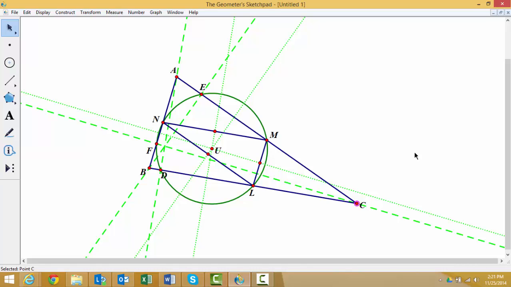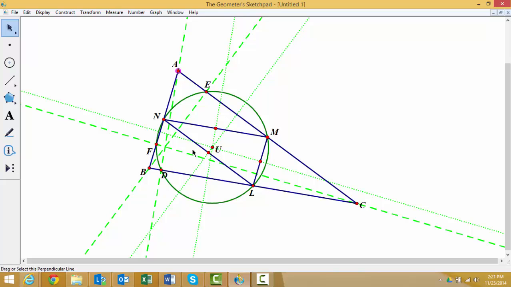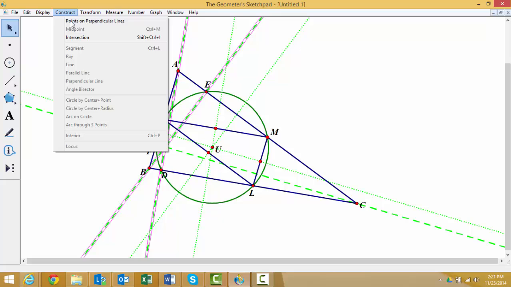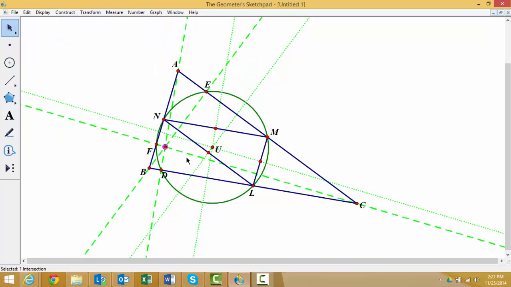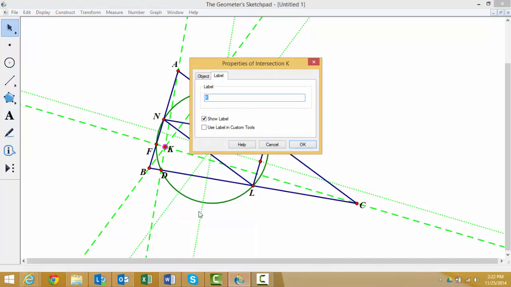The other thing you notice when I move the triangle is that the altitudes all intersect at a point. So what I'm going to do is construct the intersection of the altitudes, and label that intersection. I'm going to call that H.